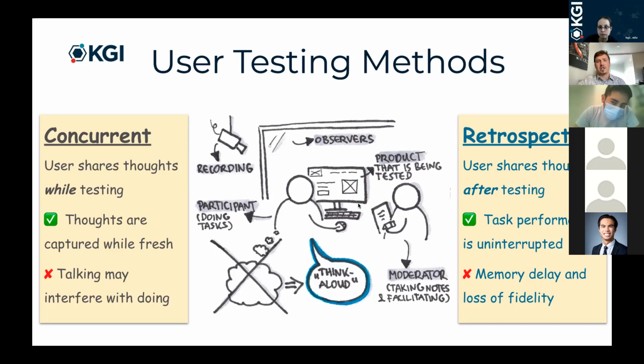So this graphic is just showing how you could record. You could also have observers that are not seen. You generally are going to need a moderator, and we'll talk a little bit more about what the moderator does. And then they can choose to either think quietly, but in this case, they're thinking aloud. So this would be CTA, right?